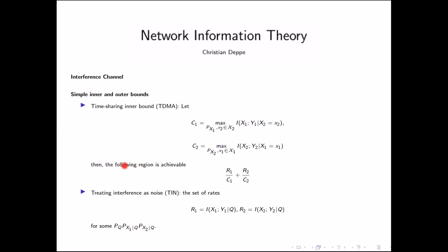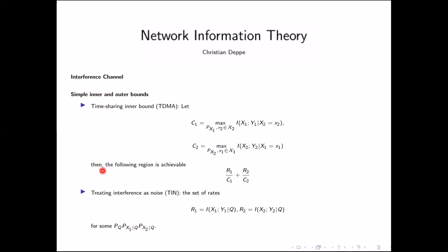And that means for the rate region, we have R1 over C1 plus R2 over C2. These two rates we can achieve as such. So we have a proportion here of this and a proportion here of this. So this is a simple inner bound we can do.